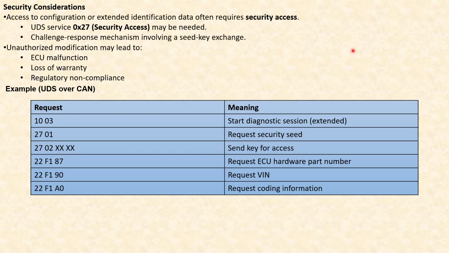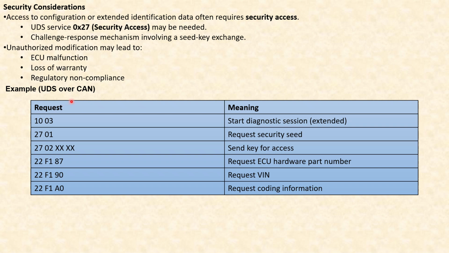Now, whenever you are extracting data, there is a primary concern called security consideration. Access to configuration or extended identification data often requires security access. UDS service 0x27 may be needed, which is a challenge-response mechanism involving a seed and key exchange. Unauthorized modification may lead to ECU malfunction, loss of warranty, and regulatory non-compliance. This is very important, because some unauthorized modification may lead to your OEM saying that the warranty is not valid.